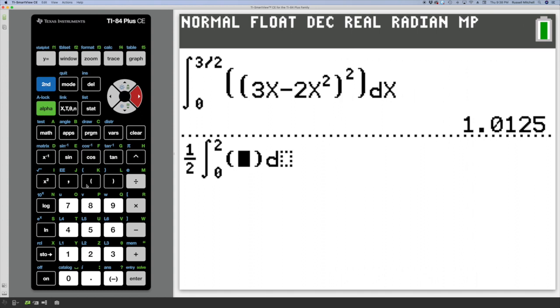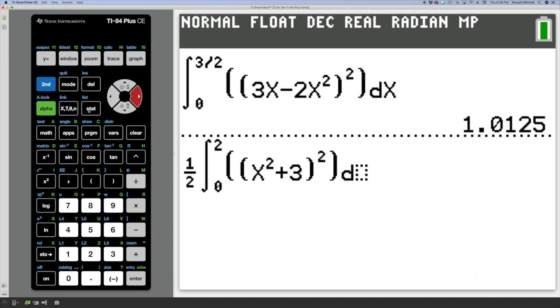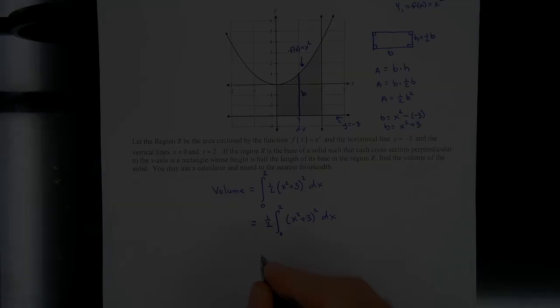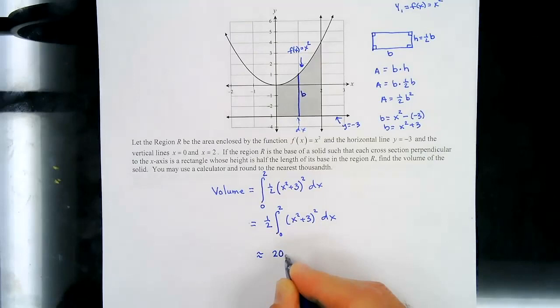So this one's going to be x squared plus 3, and then that quantity, we're going to square that. And then the thickness of these is dx. I'm just double checking everything and pressing enter. We get 20.2. So let's go back and record that one. So we got the volume is about 20.2. All right, let's do the next one.